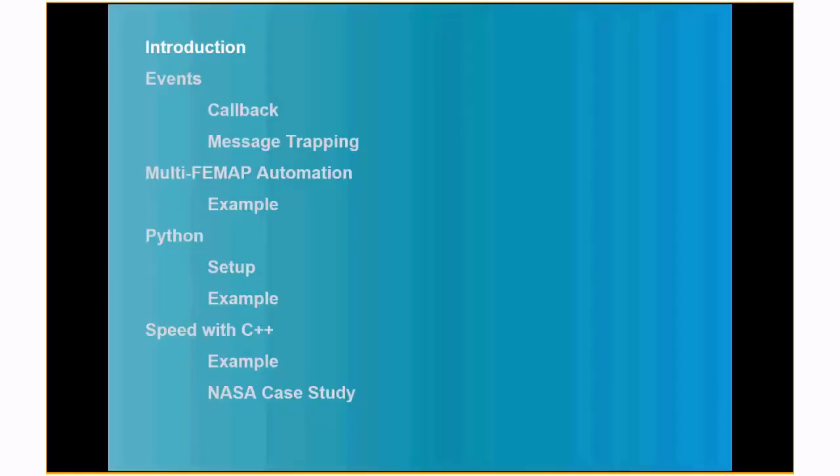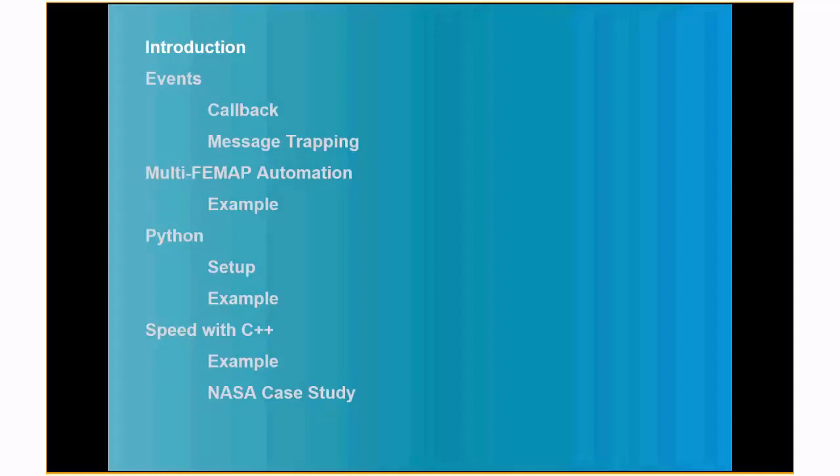So without further ado, this is the outline of what we're going to talk about today. I'm going to give a brief introduction of what the FEMAP API is. Most of us are probably familiar, but we'll talk a little bit about its role with Microsoft COM and other programming languages. We're going to talk about events in FEMAP, both the event callback mechanism as well as trapping external messages in your own add-in applications.